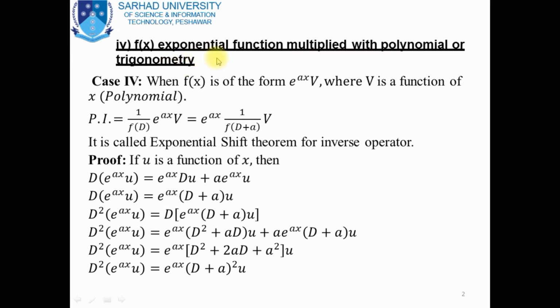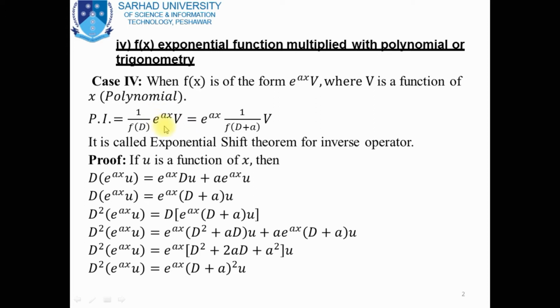Then how will we find the particular solution? Because the non-homogeneous linear equation has two solutions: one is the complementary solution and the other is the particular solution. Now, when the function on the right hand side f(x) is in the form e^(ax) multiplied by v, the particular solution will be equal to 1 over the differential operator f(D) into e^(ax) multiplied by v.